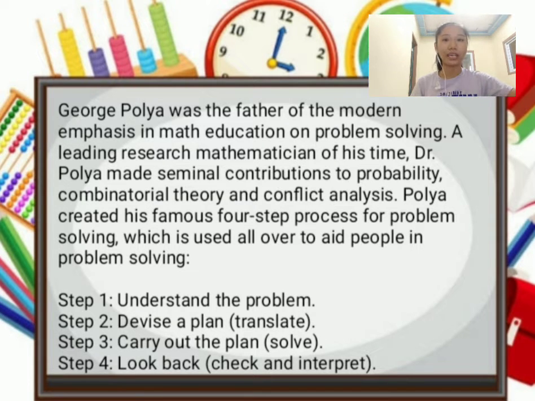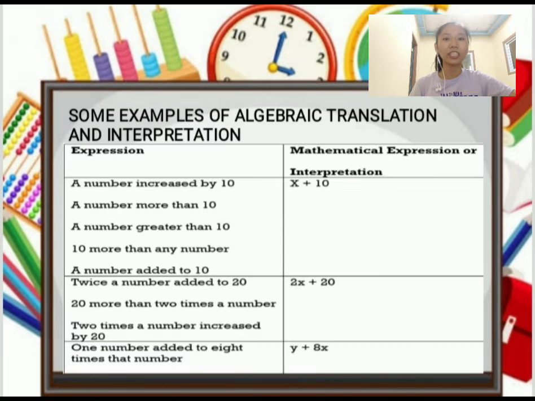So we have here the steps in Polya. Step 1, understand the problem. Step 2, devise a plan or translate. Step 3, carry out the plan, solve. Step 4, look back or check and interpret. Okay, so we have here some examples of algebraic translation and interpretation. So we have here expression and mathematical expression or interpretation.